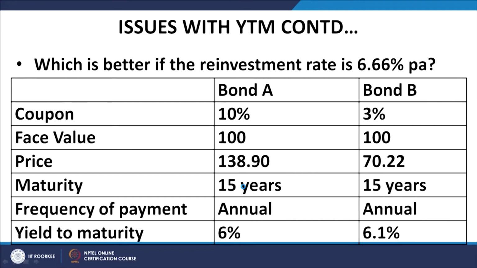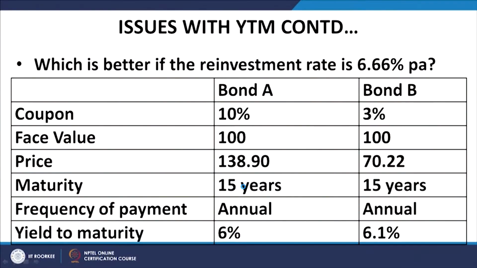Coupon payments are annual, and if you calculate the YTM of the bonds, it turns out to be 6% for bond A and 6.1% for bond B. So, if we were to assume that YTM is the correct measure of yield, then obviously bond B would be preferred. But as I mentioned, a very important assumption underlying the concept of YTM is that all intermediate payments are reinvested at the YTM rate.